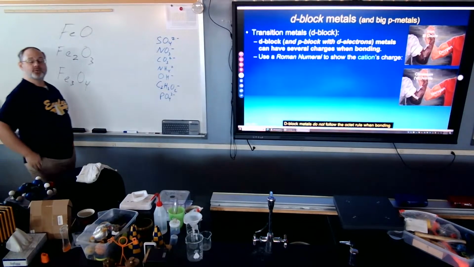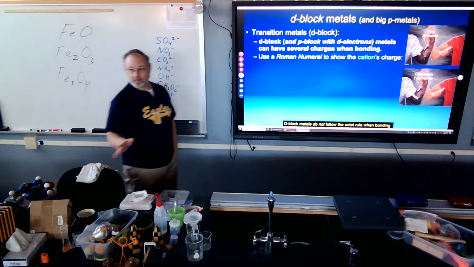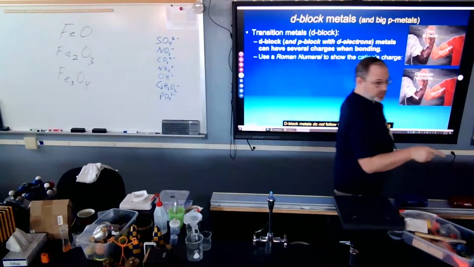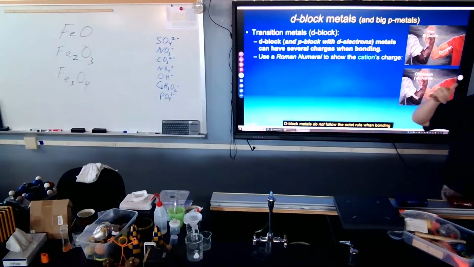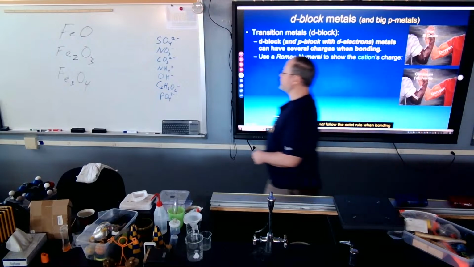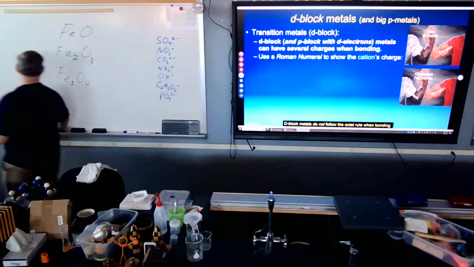So what we have to do is add a Roman numeral to say this is the charge of that D block metal. Remember, D block metals are multivalent. They can be 0 as elements, and 1 through 7 when they're cations. But you have to use a Roman numeral to say what it is. So let's quickly review what our Roman numerals are.